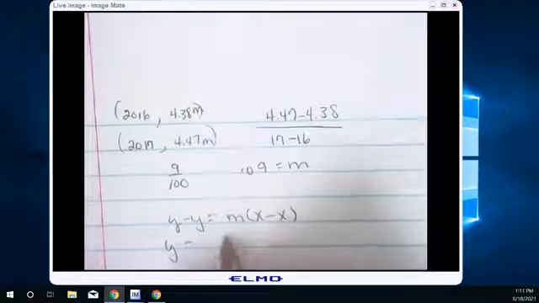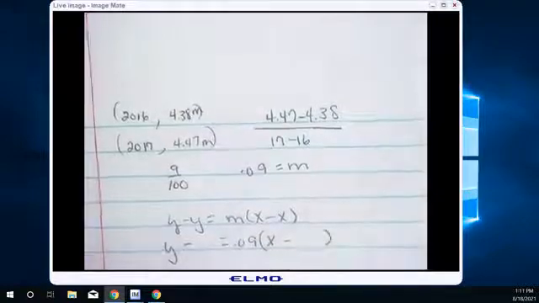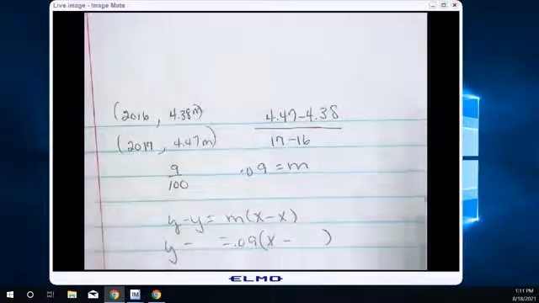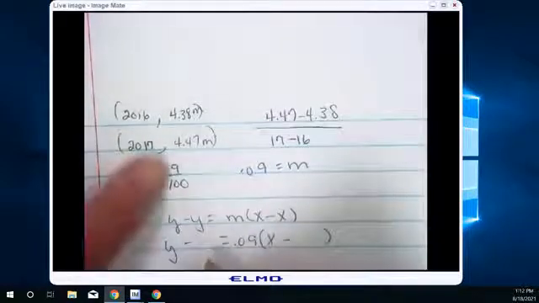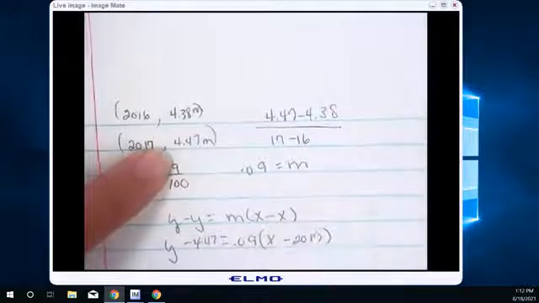y minus y1 equals my slope times x minus x1. Which point do you want me to use? 2017? Everybody okay with that? Yes. I mean, it really doesn't matter. 2017, I have 4.47 million, minus 2017.